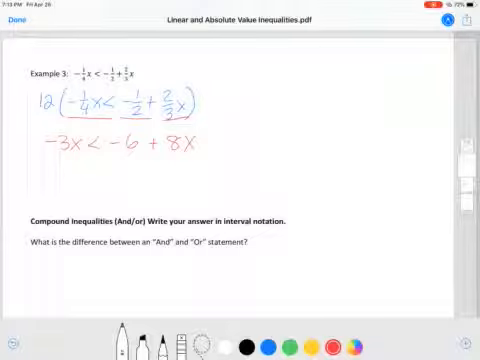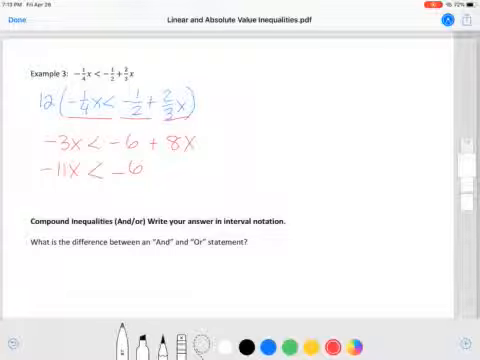Okay, so now we have this broken down. It's a little bit easier to solve without the fractions. So I'm going to combine my like terms. And I don't have anything on each individual side that I can combine. So my next step is I'm going to subtract 8x from both sides. So that's going to give me a minus 11x on the left, if I subtract 8x from both sides, and a minus 6 on the right.